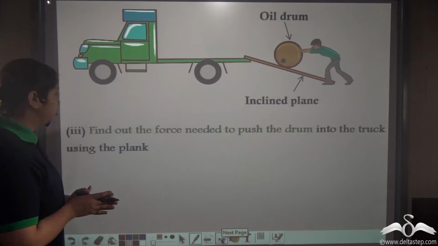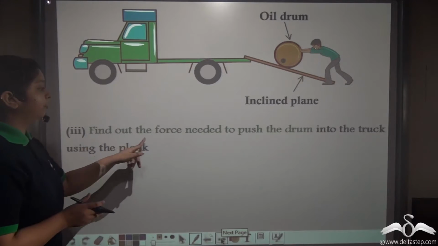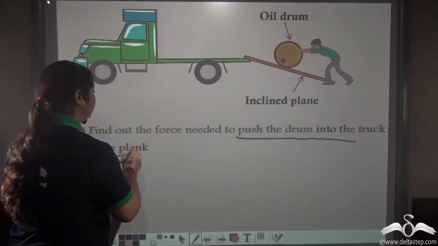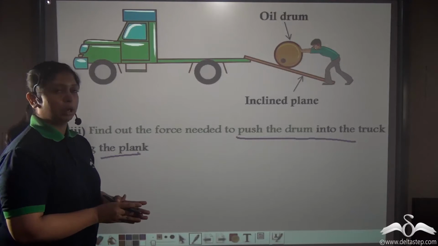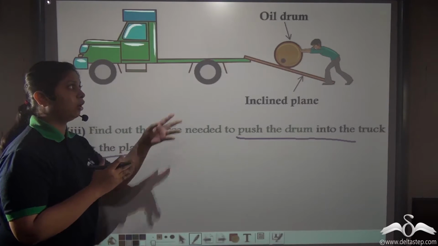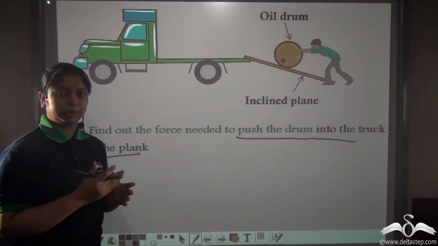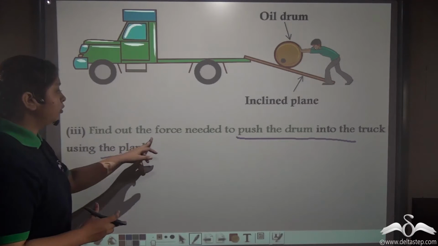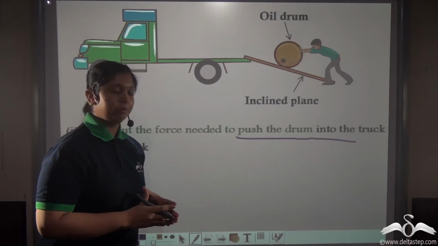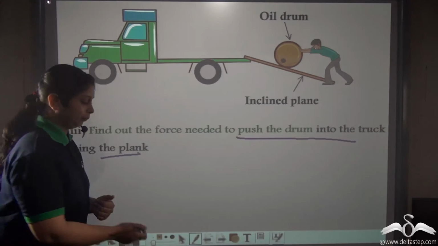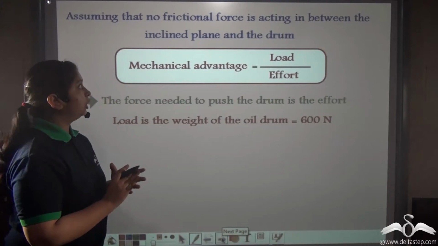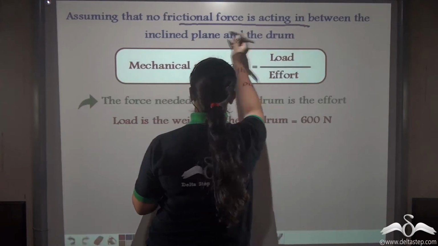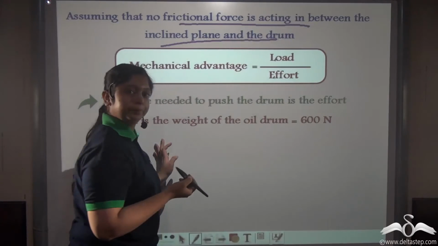What is the third question asked to us? Find out the force needed to push the oil drum into the truck using the plank. We have already found out that the force which is needed to lift the oil drum directly into the truck without the inclined plane is actually the weight of the oil drum. But how about the force needed to push the oil drum using an inclined plane? Here also we make an assumption that no frictional force is acting between the inclined plane and the drum.